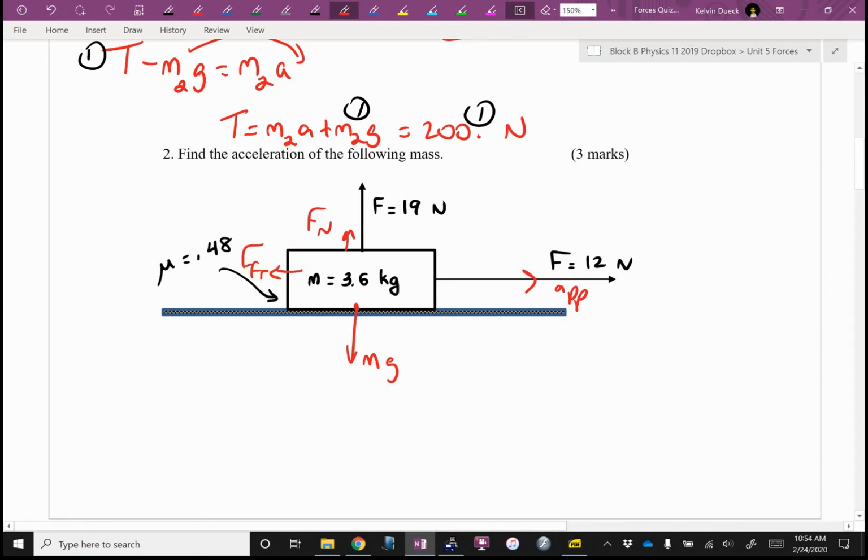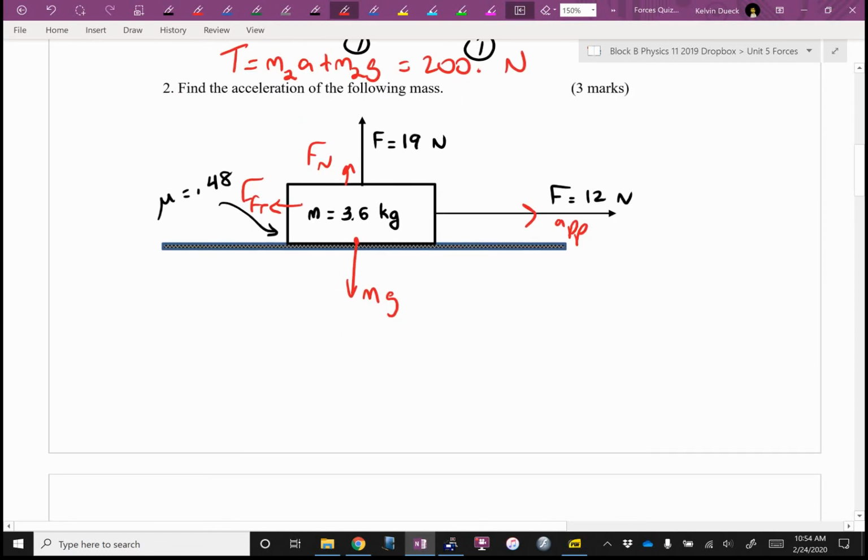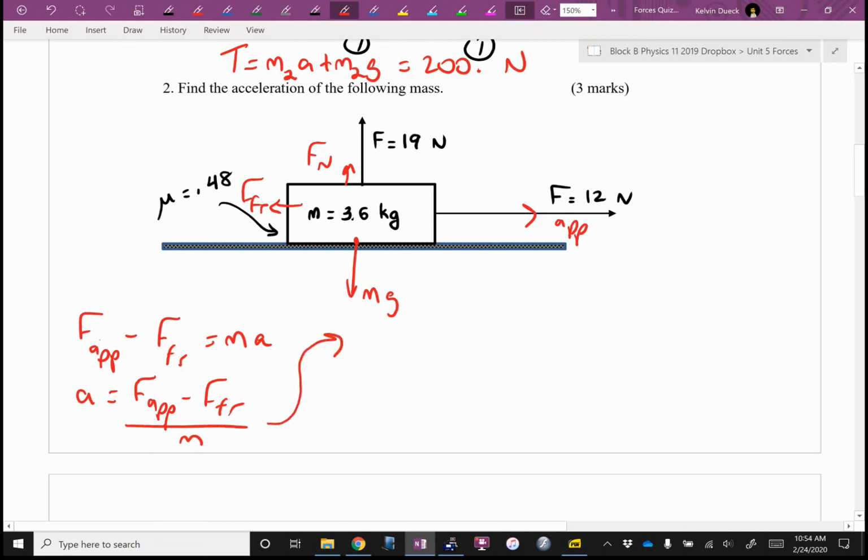And friction. Who's winning? Well, it's going to be friction. F applied minus friction equals MA. And so I'm going to get A equals F applied minus friction all over M. I'm about to make a mistake. Tell me when you see the mistake. Don't write this down.